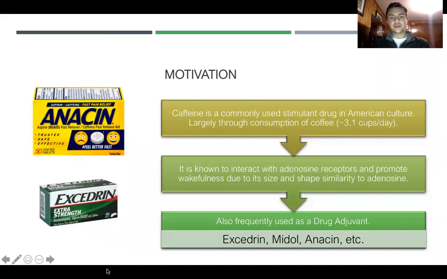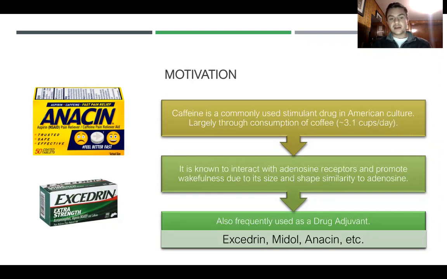So why did we want to do this? As most of you do know, caffeine is a commonly used stimulant drug in American culture. And we usually ingest this via the consumption of coffee. On average, an American consumes 3.1 cups of coffee a day. And we do this because it gives us a sense of wakefulness.